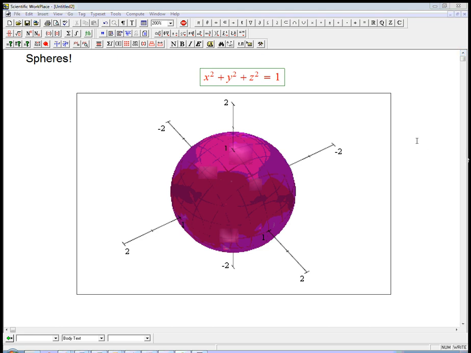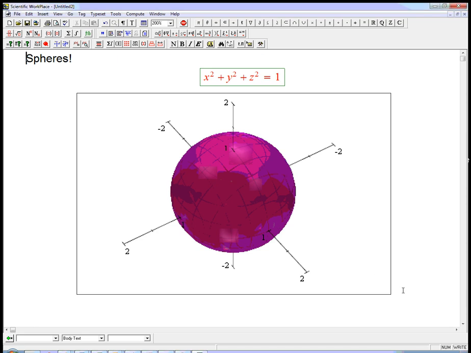Let's do a quick problem about spheres. The book has a good short introduction to spheres and why the equation of a sphere is what it is, based on the three-dimensional distance formula. The simplest example is going to be the unit sphere, x squared plus y squared plus z squared equals 1, and that's just exactly all the points with distance 1 from the origin.